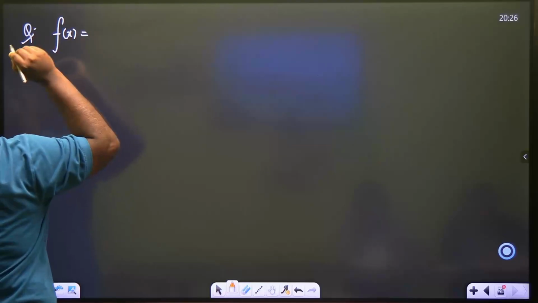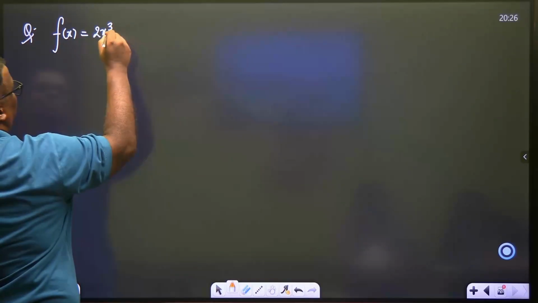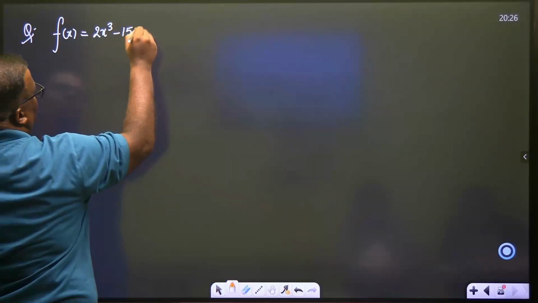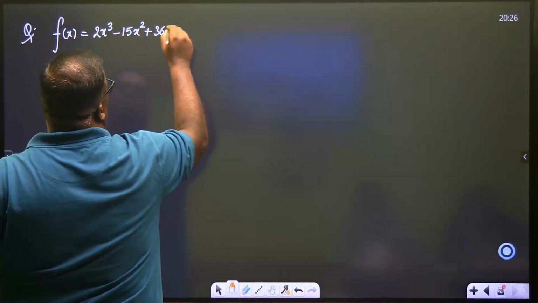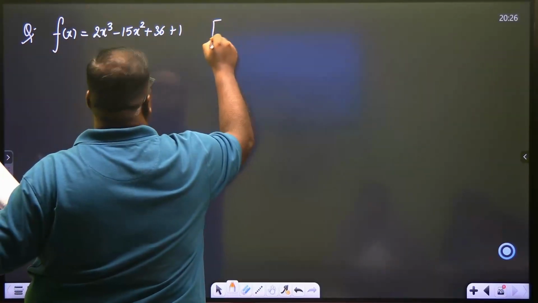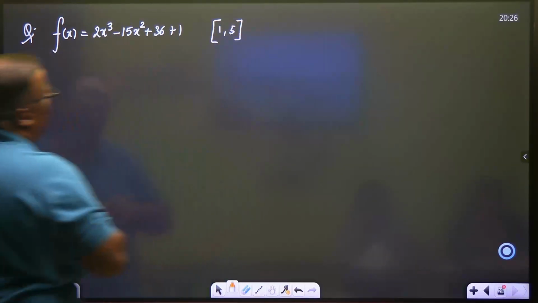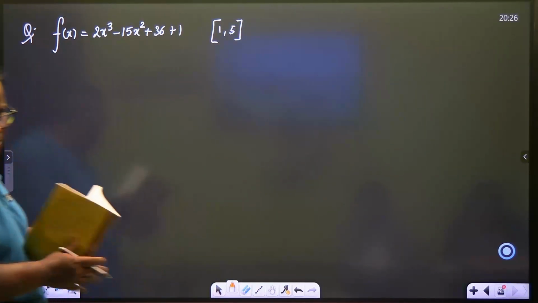They say the function f of x is defined as 2x cube minus 15x square plus 36x plus 1. Very easy problem. You have to check it on the closed interval [1, 5]. Closed means both included. Children will just go by the same steps that we know.